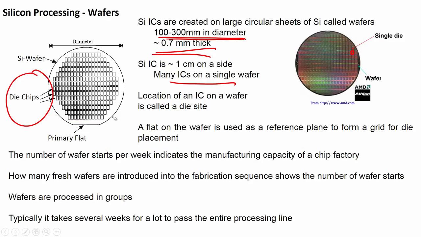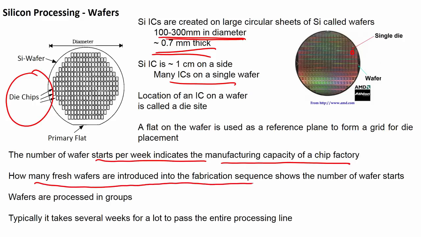So, the number of wafer starts per week indicates the manufacturing capacity of the chip factory. How many new wafers you are using in a week, how many fresh wafers you introduce into the fabrication sequence, shows the number of wafer starts. So, how do we know wafer start? The first sentence was that the number of wafer starts per week indicates the manufacturing capacity of a chip factory.